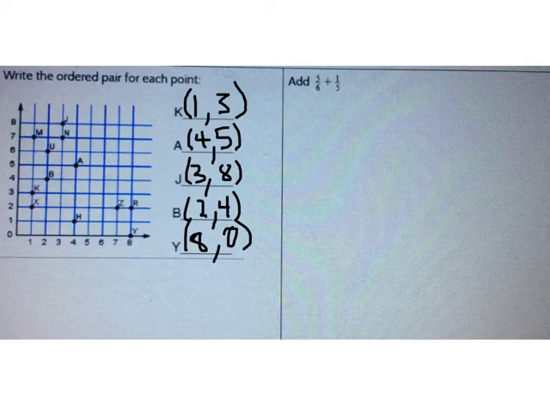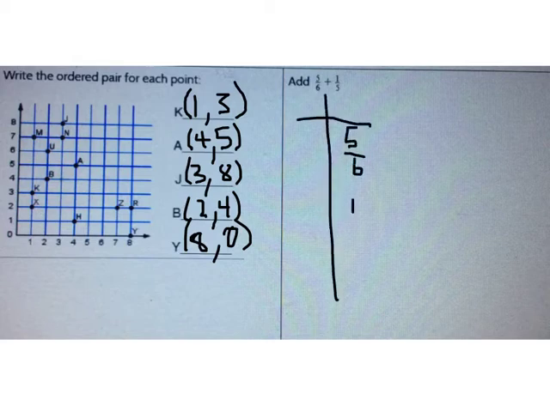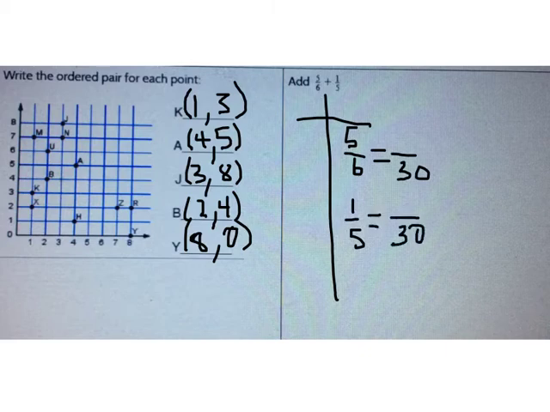Now let's add two fractions. What's 5/6 plus 1/5? First, what's the least common denominator of 5/6 and 1/5? It's 30. When I change both fractions so that 30 is the denominator, what does 5/6 become? Well, 6 times 5 is 30. 5 times 5 is 25.